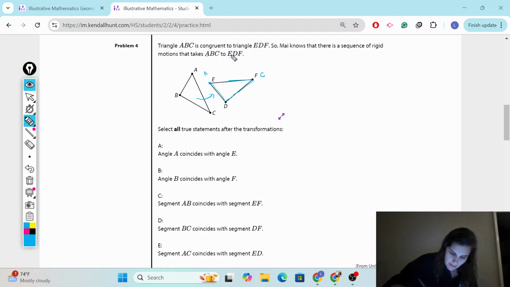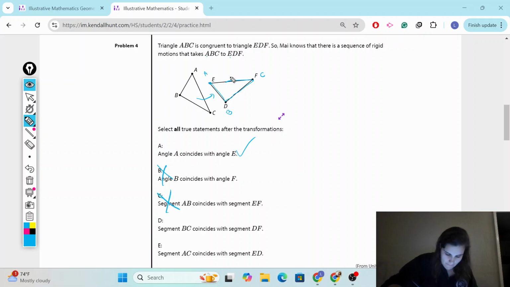I know that because A and E match up. C is going to go on top of F, so I'm going to put a C over there, and B is going to be down there. So imagine that triangle slid and went on top, and that those angles are matched up. Does angle A coincide with angle E? Yup. Does angle B coincide with angle F? Nope. Does AB coincide with EF? Well, AB is right here, and EF is right there.